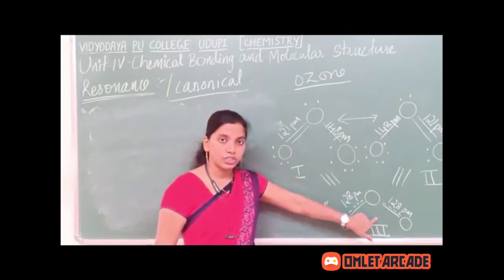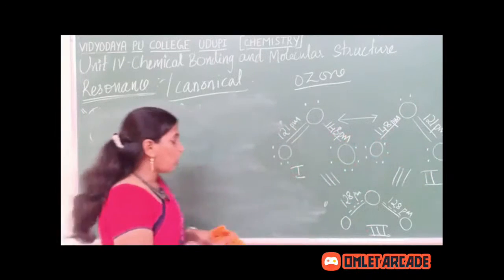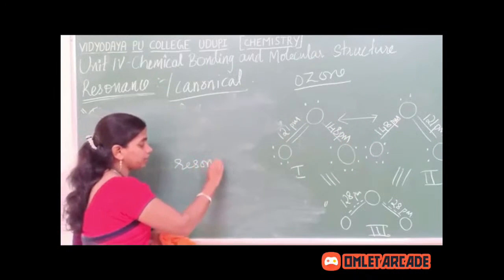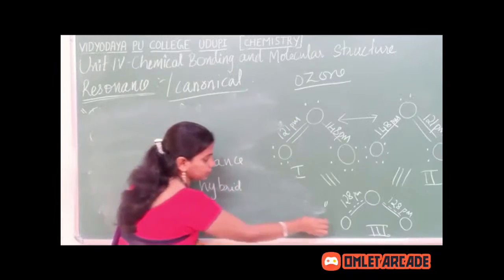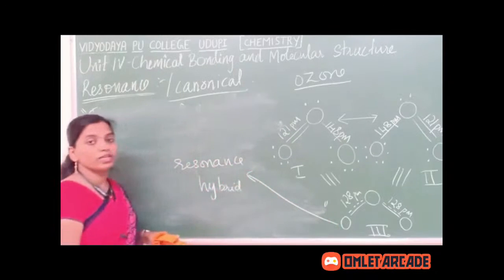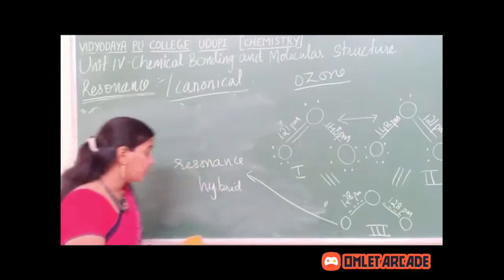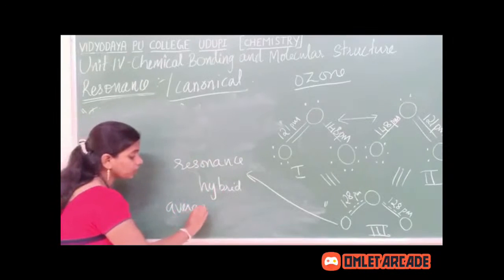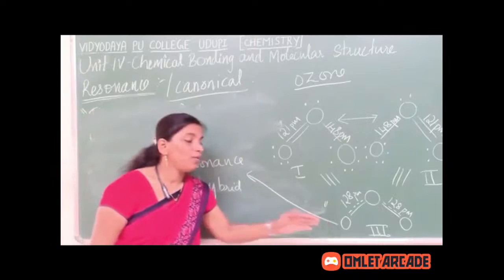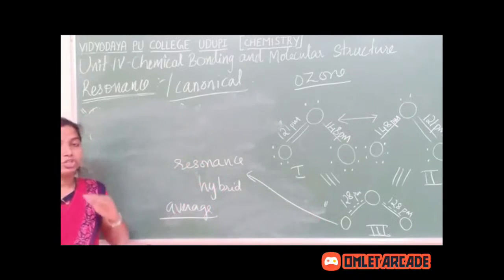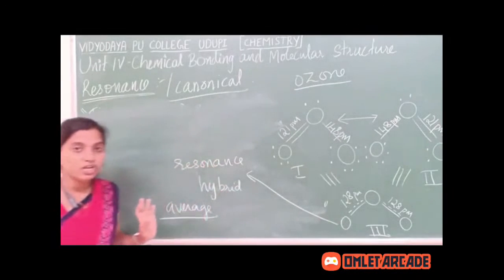And this third structure is the hybrid of these two. That is called the resonance hybrid. This structure is called the resonance hybrid structure. This resonance hybrid will average the characteristics of the molecule. All the characteristics of the molecule will be averaged by the resonance hybrid structure.